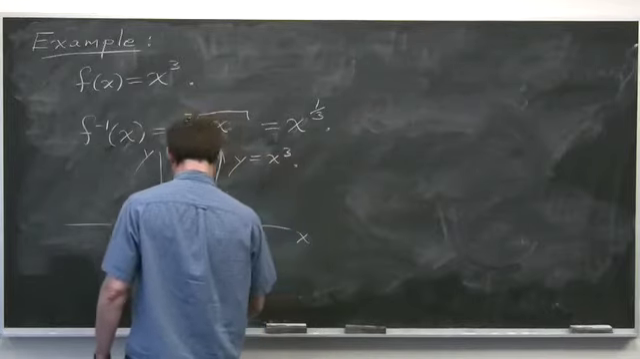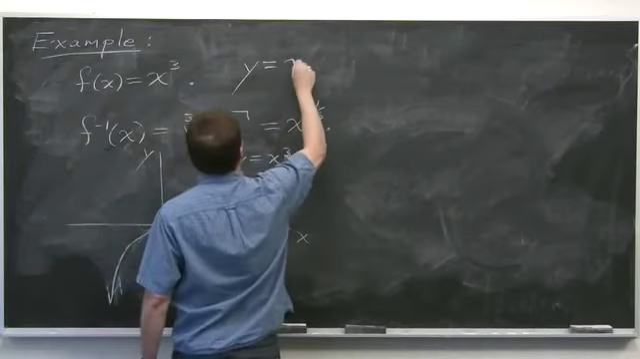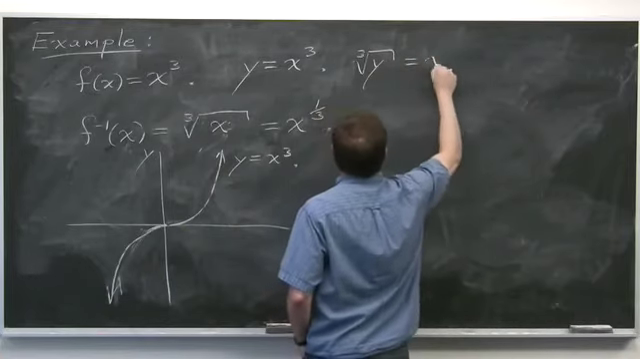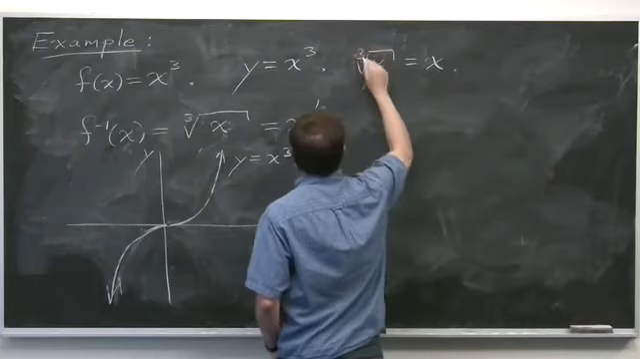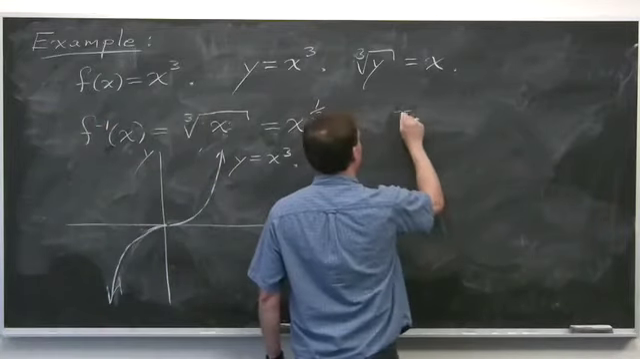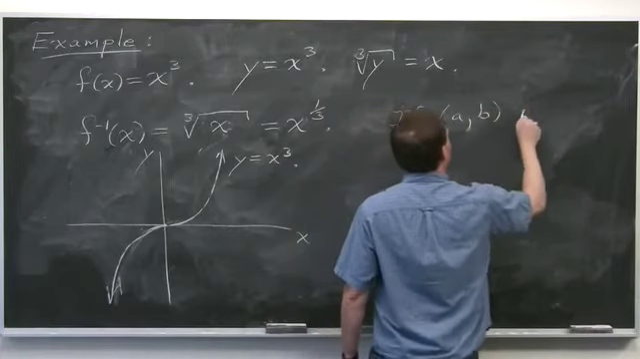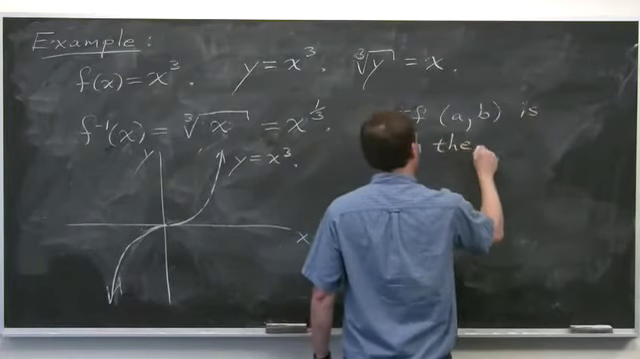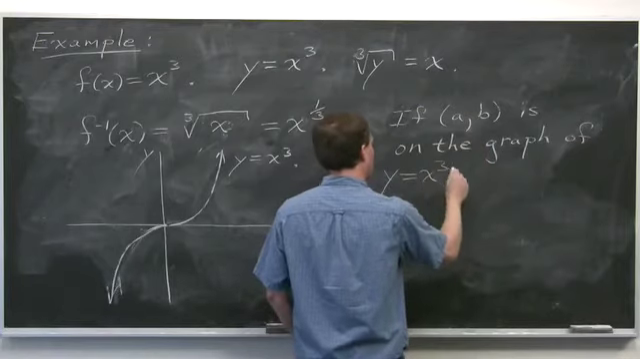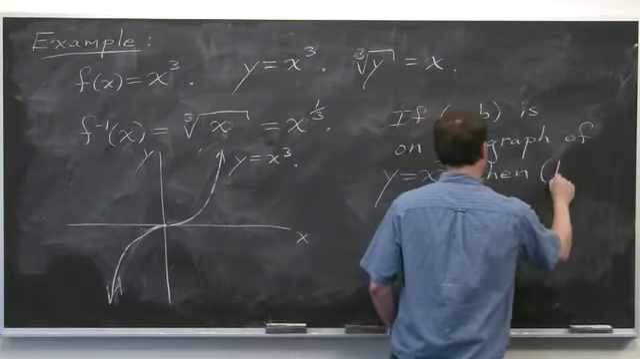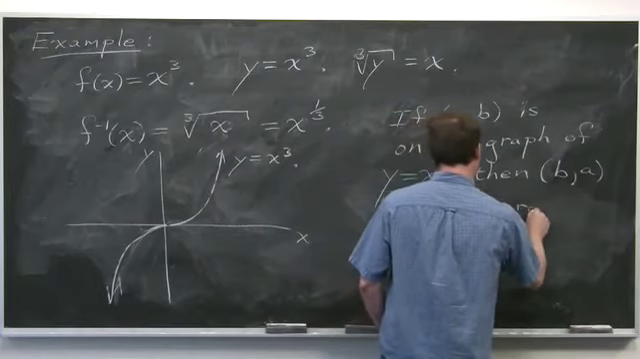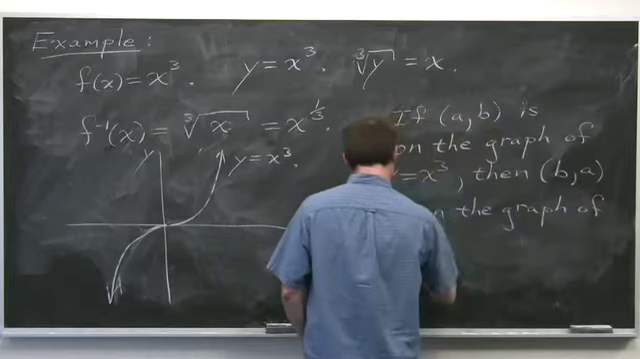The cube root. So if y is x cubed, then if you take the cube root of both sides, you get the cube root of y is x. And what does this mean? It means that if (a, b), let me use different letters, if (a, b) is on the graph of y equals x cubed, then (b, a) is on the graph of y equals the cube root of x.